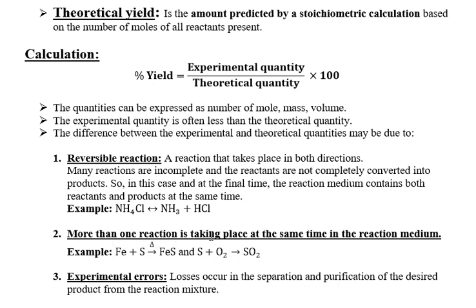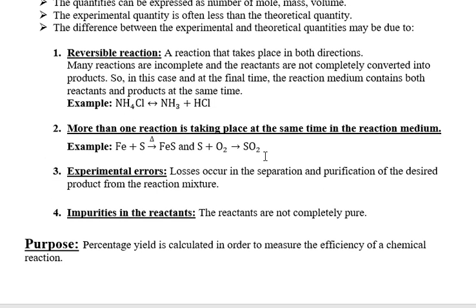More than one reaction is taking place at the same time in the reaction medium. For example, upon heating a mixture of iron and sulfur to produce iron(II) sulfide, another reaction takes place, which is the combustion of sulfur. So by heating this mixture, a part of the solid sulfur undergoes a combustion reaction with oxygen gas to produce sulfur dioxide, SO2.